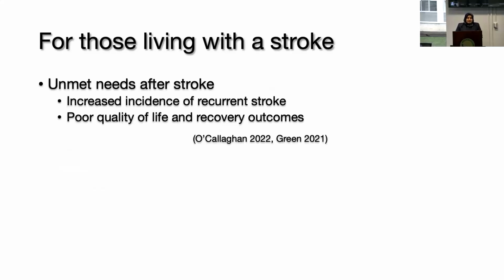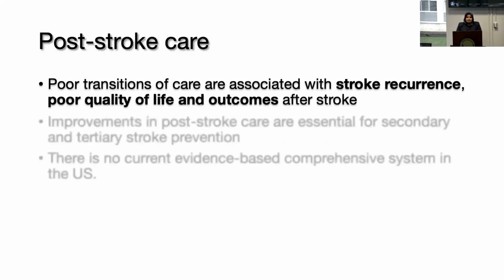So, what are those needs? There's an increased incidence of recurrent stroke, which then leads to more disability. So it's a compounding problem. There's poor quality of life, right? Living with disability, and what does that really mean? And then recovery outcomes and needing to track those. So when we think about post-stroke care, what does that look like for somebody who has unmet needs and those needs are not quantified well enough?